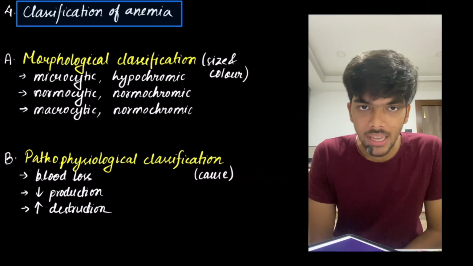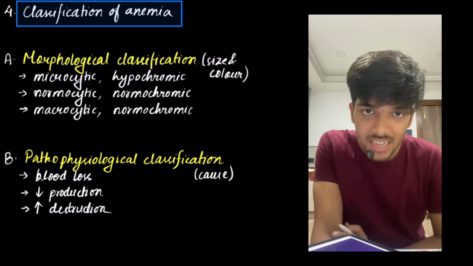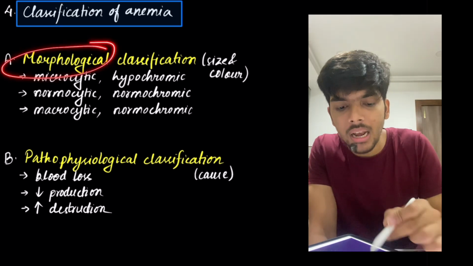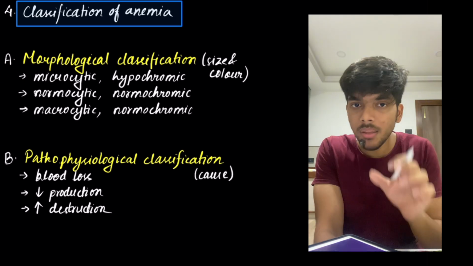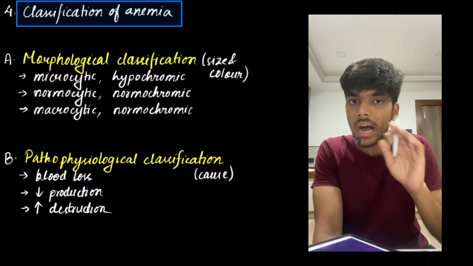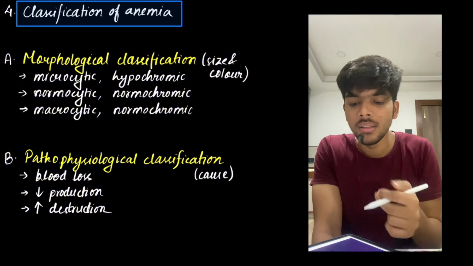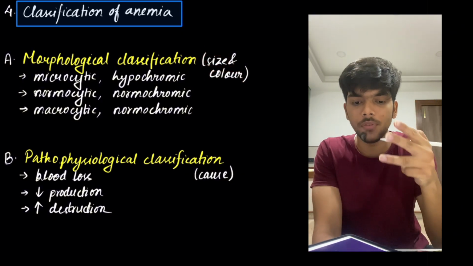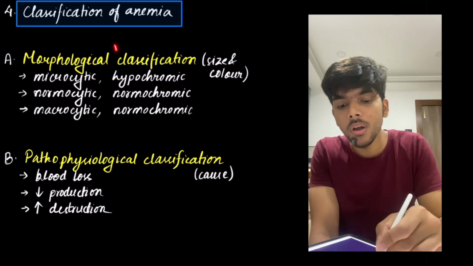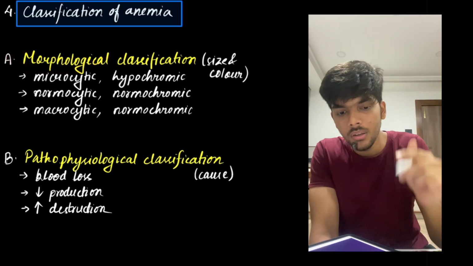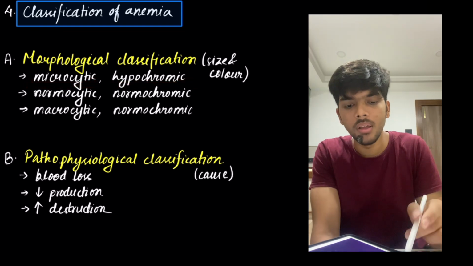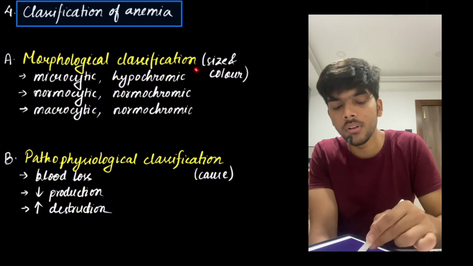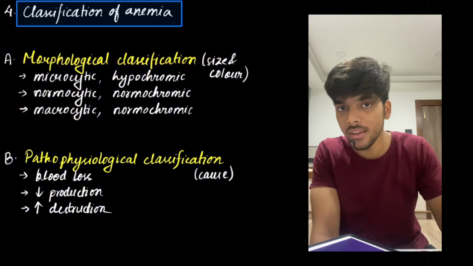Then you have classification of anemia. Anemia is classified on two different bases. One, there is morphological classification. Simple. This is on the basis of morphology of RBC. How exactly does RBC look? That is the color and size of the RBC. There are three different types of anemia on the basis of the morphology of the RBC: microcytic hypochromic, normocytic normochromic, macrocytic normochromic. I have already mentioned all these three types earlier in the video.